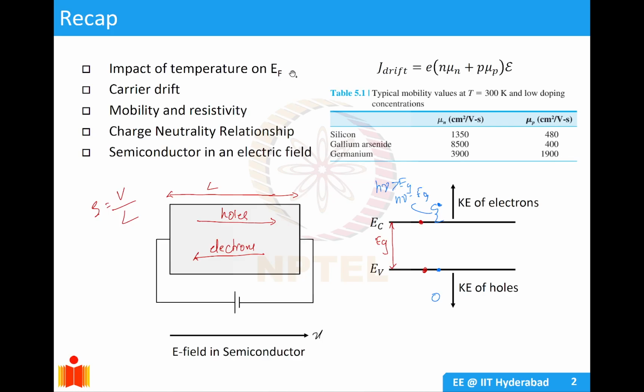So, recap of last week. Last week we studied the impact of temperature on Fermi level, carrier drift, mobility, resistivity, charge neutrality relationship, and semiconductor in an electric field. We studied that the drift current density is given as q(n mu n plus p mu p) times the applied electric field, where mu n and mu p are mobilities, and these are some standard values for mobility. We also studied how the electron-hole pair is generated.